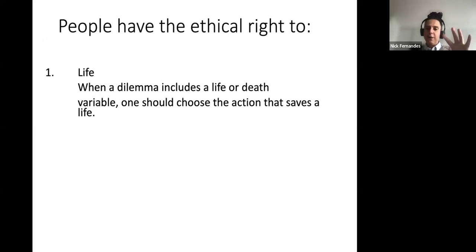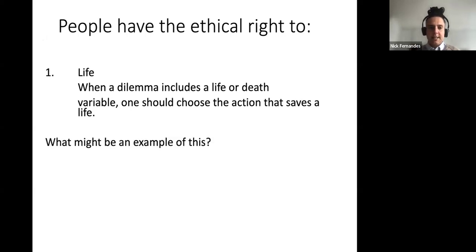So let's look at the first ethical right, and this is the ethical right to life, right? So when a dilemma includes life or death, one should choose the action that saves a life. According to the study, at all times, you should choose life. It almost seems like a no-brainer, but it's important that it is said so verbatim.